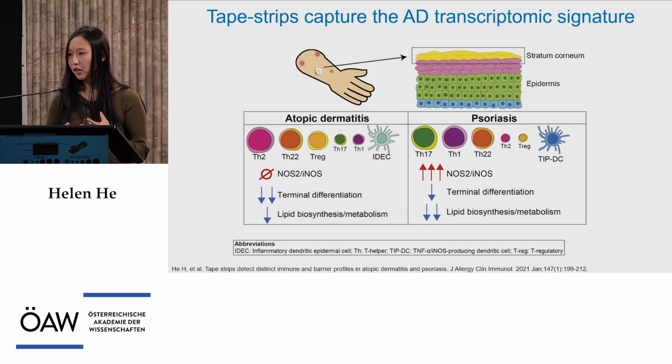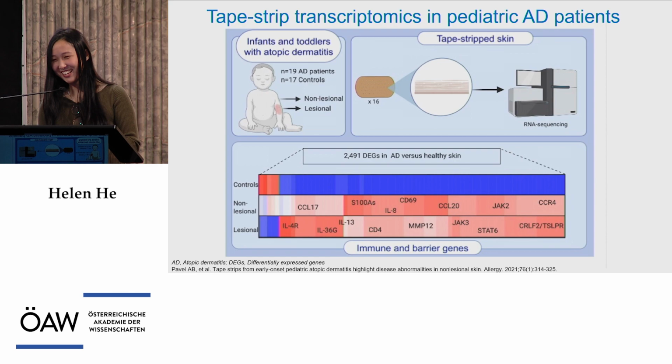A lot of it is in collaboration with Dr. Bissonnette, including this study here, in which we performed RNA-seq on tape strips from AD and psoriasis patients. And we found that tape strips were able to capture the unique transcriptomic features of both diseases, including the preferential Th2 dysregulation and terminal differentiation defects of AD. And we even built a gene classifier showing that iNOS was a single gene that could discriminate AD from psoriasis with almost 100% accuracy. Actually, 100% accuracy.